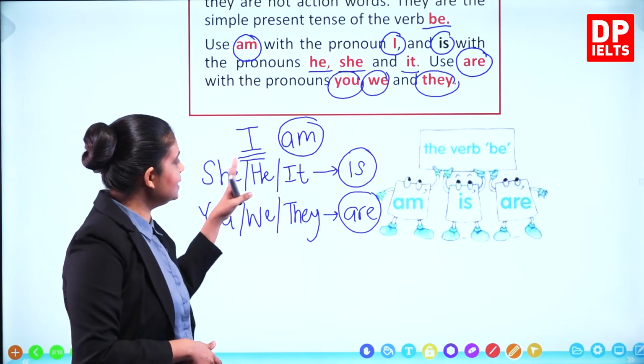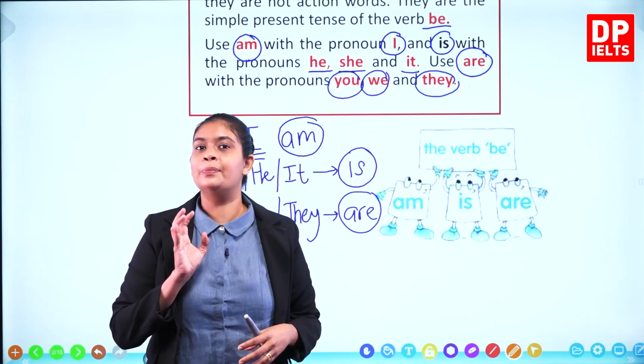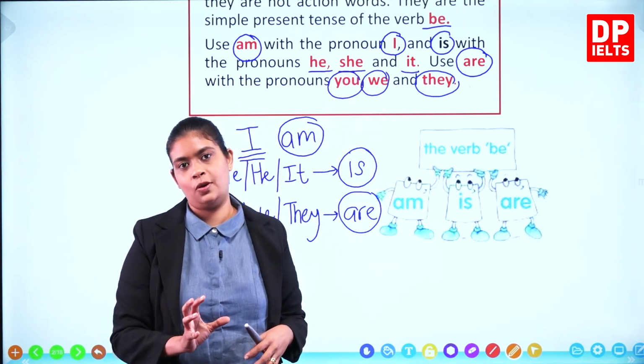Remember that these three are used in the present tense only.